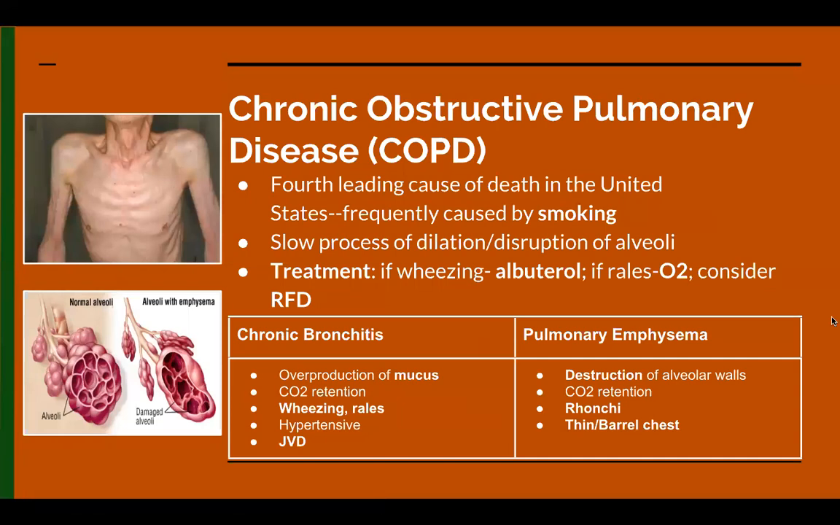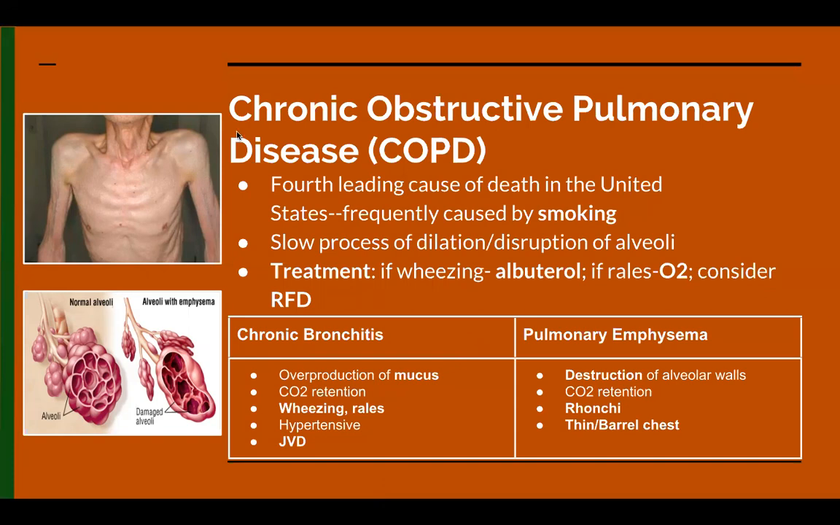And the treatment's going to stay the same for most of these. If there's wheezing, you're going to give albuterol. If there's rales, you're going to give O2. And again, you're likely going to need RFD for these kinds of calls. There are two different types, chronic bronchitis and pulmonary emphysema. They're going to present very differently.